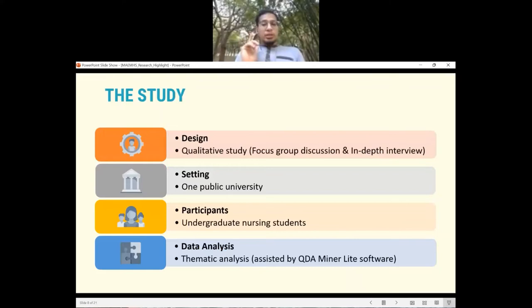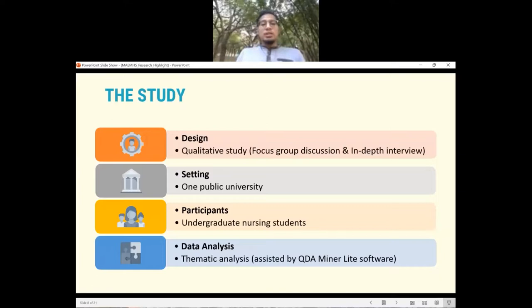How to do it? The first thing, I used a qualitative study design. It involves two methods, the focus group discussion and also the in-depth interview. Why qualitative design? Because qualitative design can catch richer information and data than other quantitative designs. That's why I used the qualitative design.